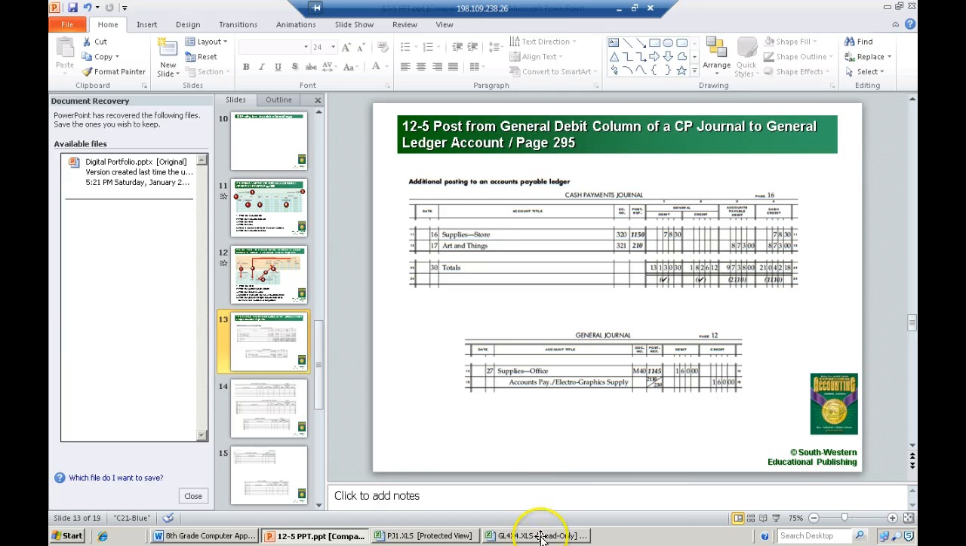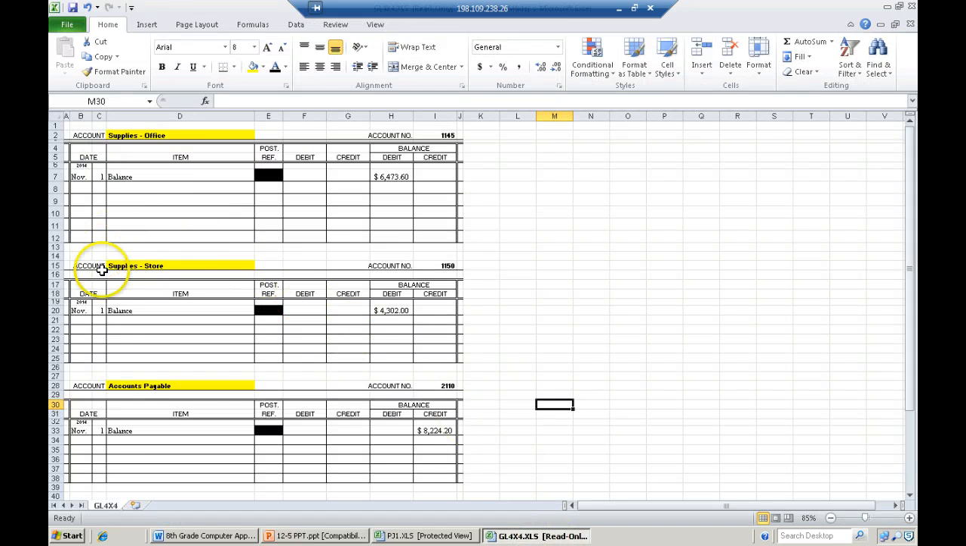So, supplies store. First thing we're going to do is go down to supplies store, and we're going to put in the date of the 16th.